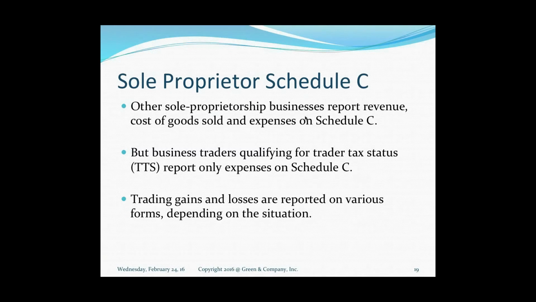Sole proprietor, Schedule C. Other sole proprietorship businesses report revenue, cost of goods sold if they have an inventory and product, and expenses on a Schedule C. It all goes in one place. There's a net income, there's self-employment income, self-employment tax. It's a pretty neat package. But business traders qualifying for trader tax status report only expenses on Schedule C. Trading gains and losses are reported on various forms depending on the situation.